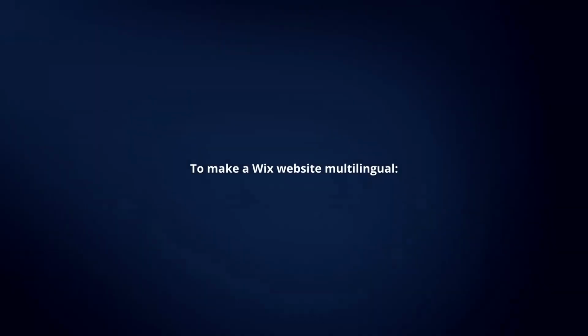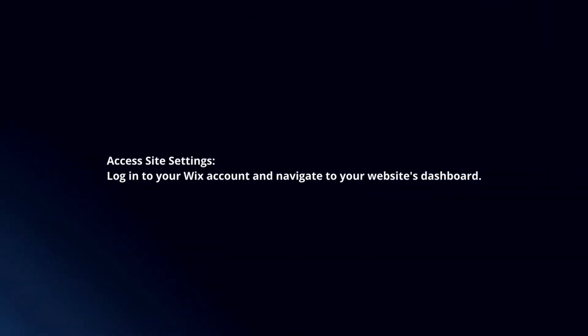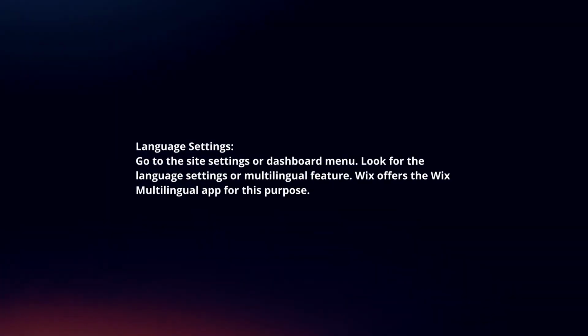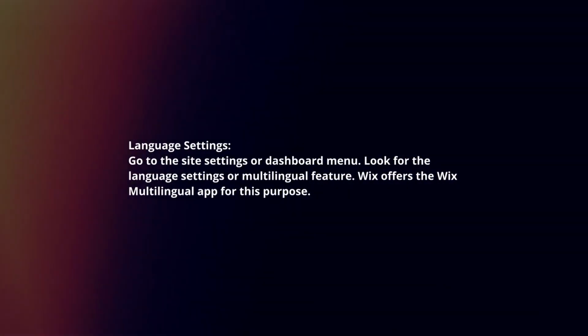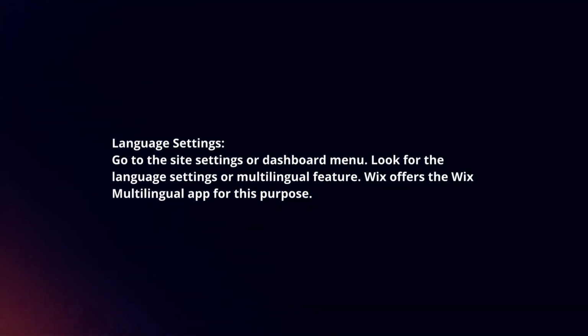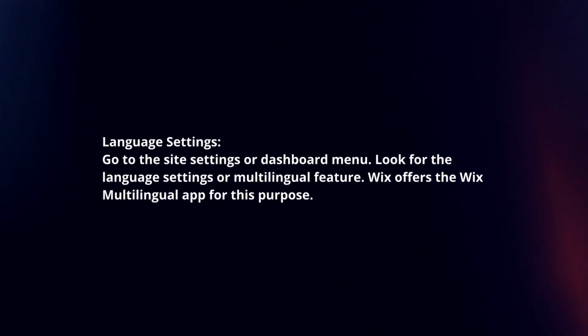To make a Wix website multilingual, access site settings. Log into your Wix account and navigate to your website's dashboard. Language settings: go to the site settings or dashboard menu. Look for the language settings or multilingual feature. Wix offers the Wix Multilingual app for this purpose.